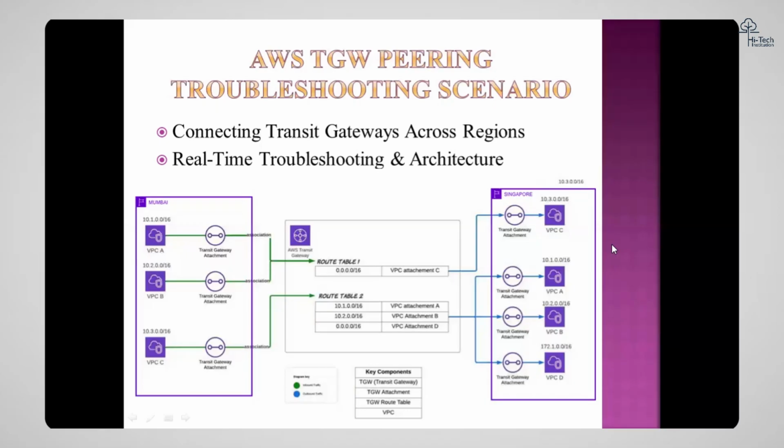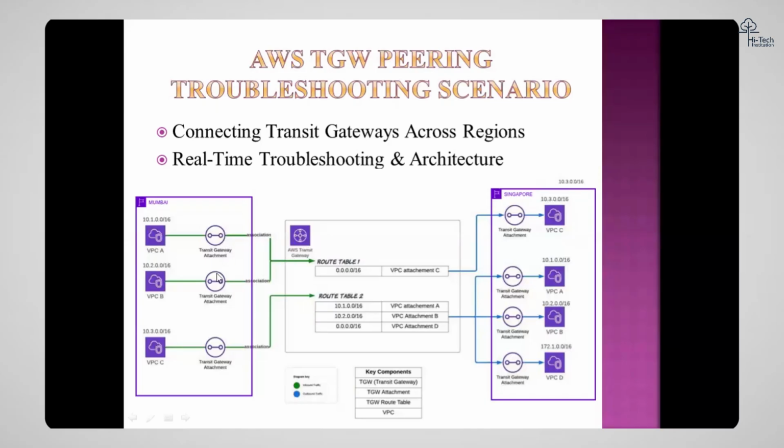So, connecting transit gateway across regions: real-time troubleshooting and architecture. This is the architecture I'm going to explain. I have this real setup implemented in my AWS account. We are using two regions: one is the Mumbai region, another is the Singapore region. In the Mumbai region, we have multiple VPCs, VPC A, B, C, something like that, and we have paired all of them with the transit gateway.